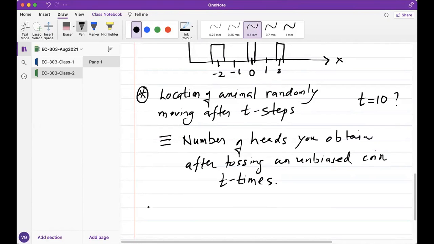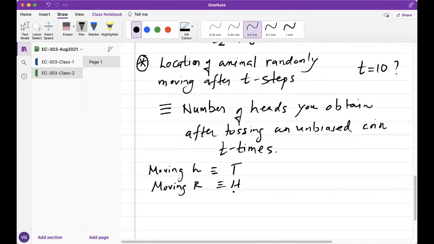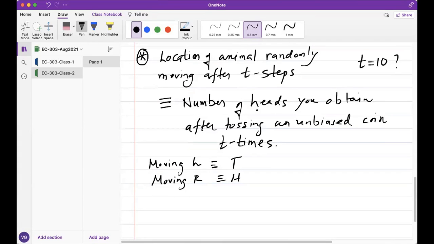When I'm doing this, I'm assuming that moving left could be thought of as tail, and moving right could be thought of as head. We can even assign a numeric value: t equal to -1 and r equal to +1, and then the problem is basically identical. Although I have written number of heads here, it is the location of the animal after time t.